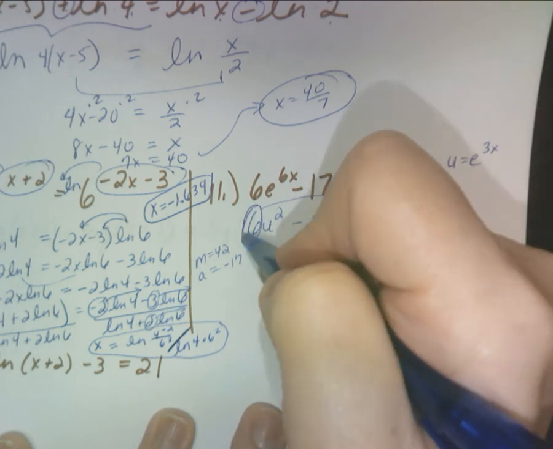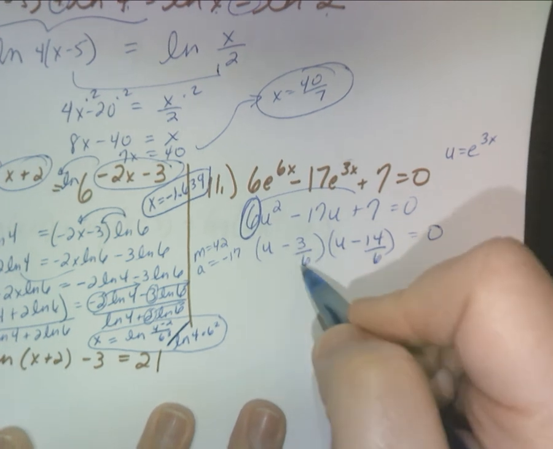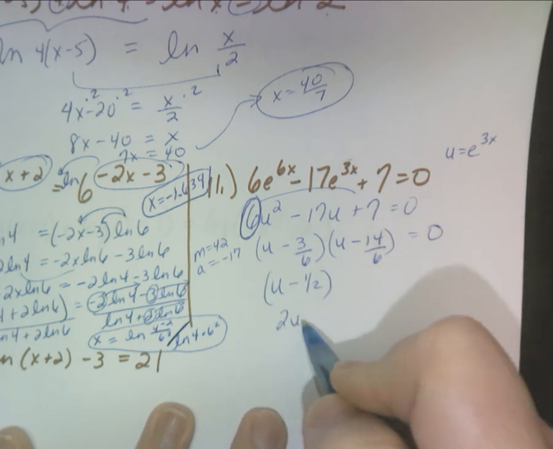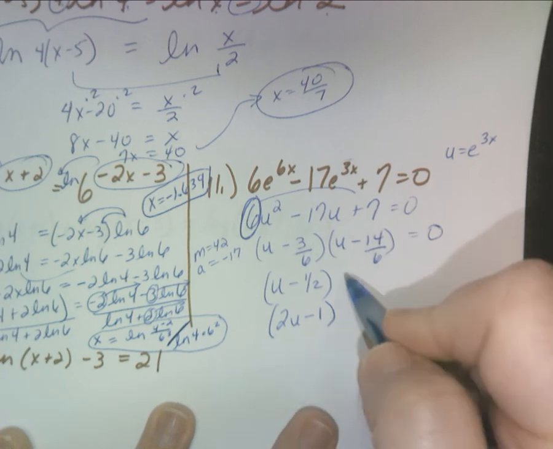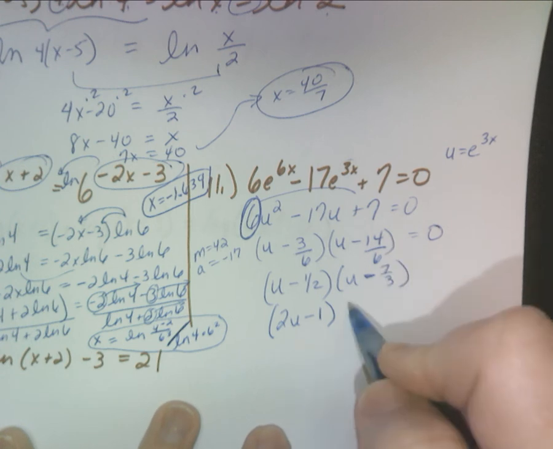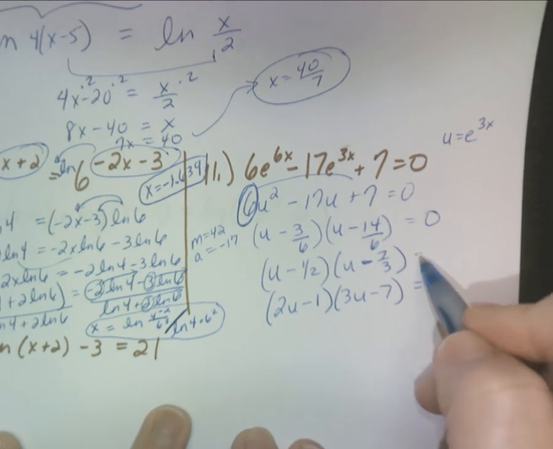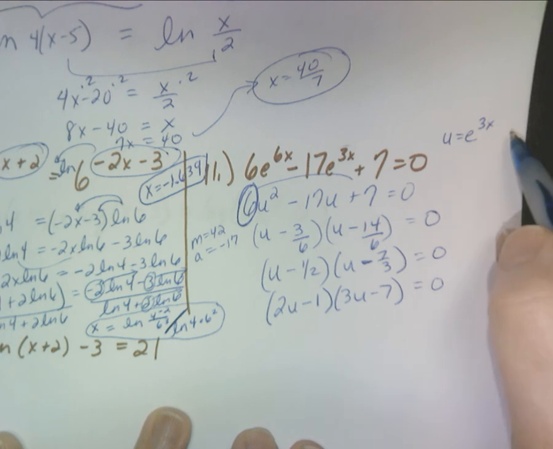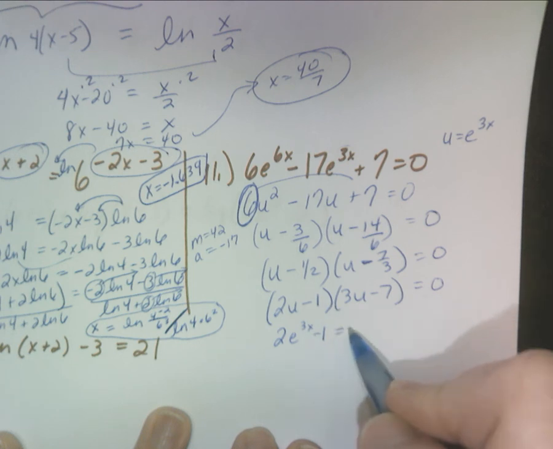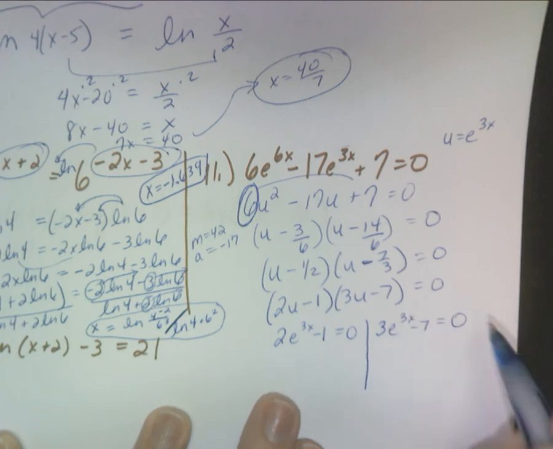But because this has a 6 in front of it, I have to divide this by 6 and this by 6. And so this reduces to 1/2, but you want to bottom up, so 2u minus 1. And this one reduces to 7/3. And so you want to bottom that one up. And then, remember, your u is actually e to the 3x. So you're going to substitute that back in. 2 e to the 3x minus 1, and then set that equal to 0. And then 3 e to the 3x minus 7 equal to 0.